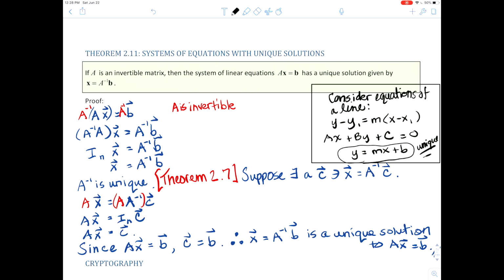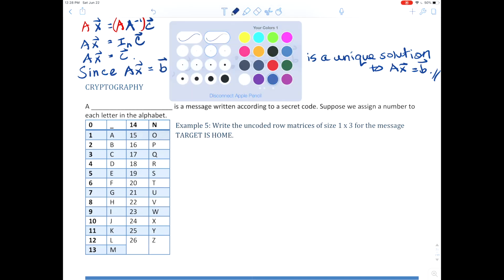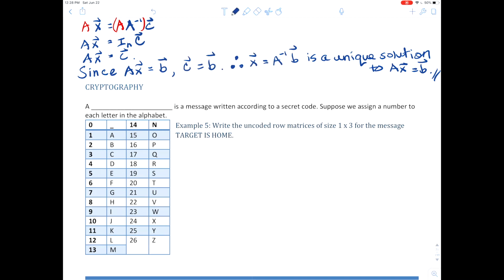And right along, cryptography. This is always very fun. This is very basic. All right. So cryptography, a cryptogram is a message written according to a secret code. Suppose we assign a number to each letter in the alphabet. So 0 would be assigned to a space, 1 would be assigned to A, etc., all the way down to 26 being assigned to Z.